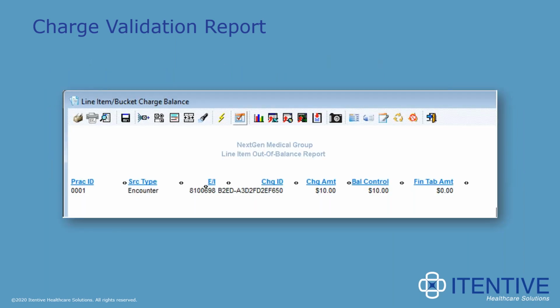So here you can see an example of an encounter where that balance control is showing us a balance of $10, but that financial tab is showing a $0 balance. So again, to correct this, I could double click on that line item and the system will automatically correct that error.